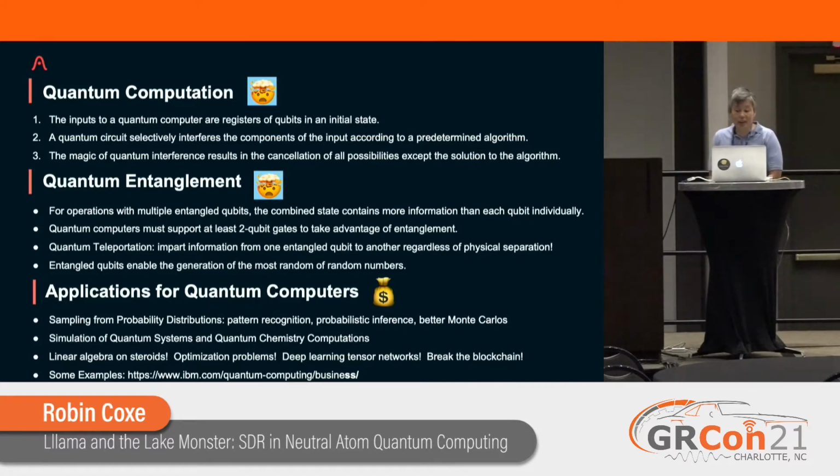So you need at least 2 qubit gates to take advantage of this entanglement, hence a 2 qubit gate being one of the fundamental building blocks of the quantum computer. You might have heard of quantum teleportation, whereby you can impart information from one entangled qubit onto another, regardless of physical separation. So people have thought about using this phenomenon for key exchange, for instance, and encryption. And entangled qubits can also enable the generation of quite random numbers.